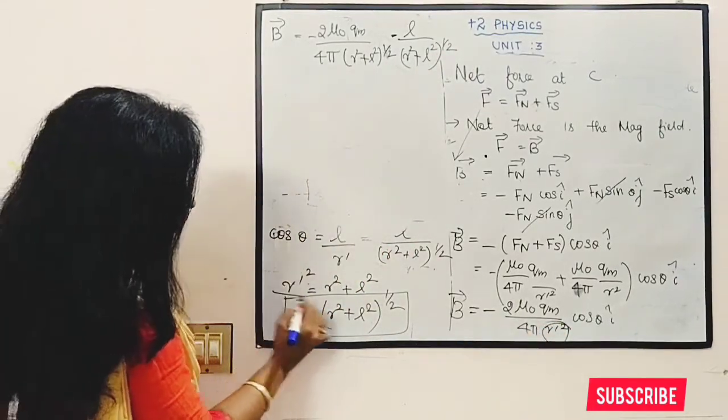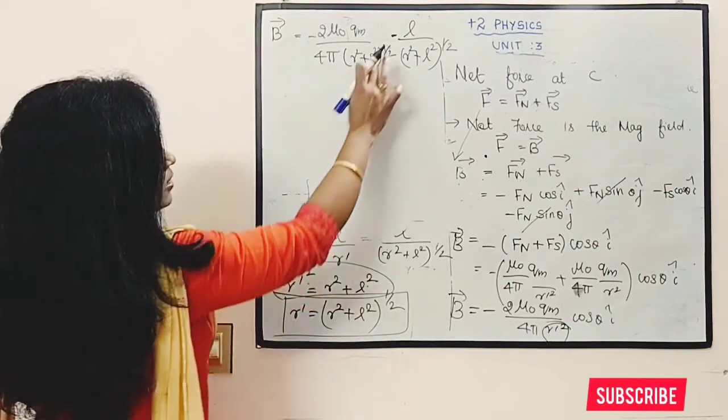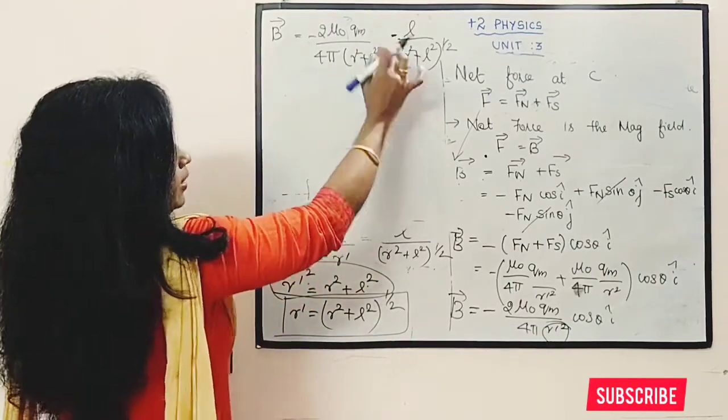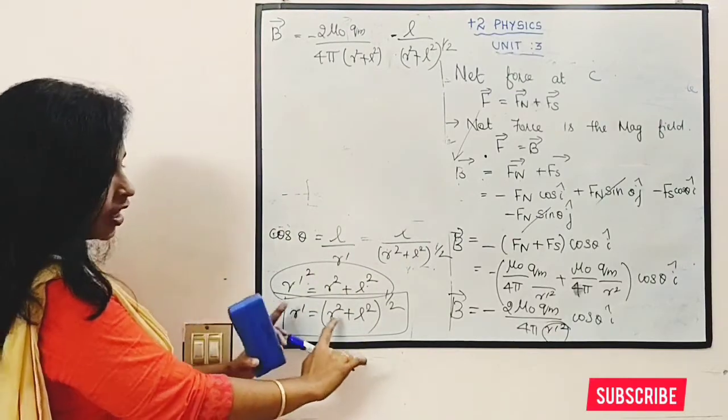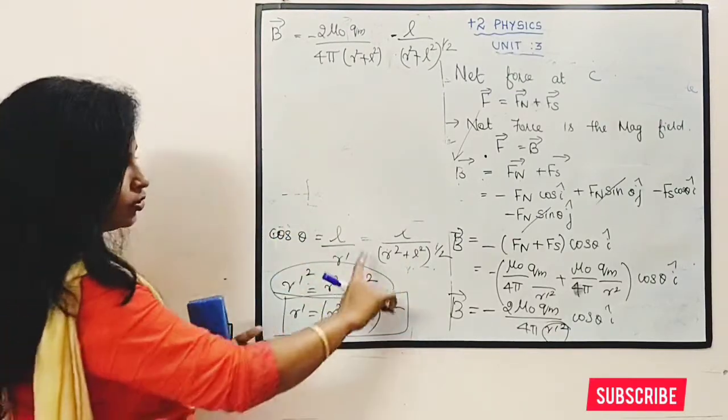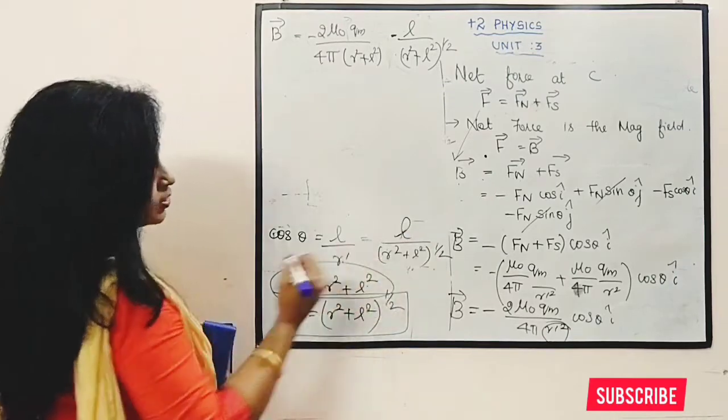What is r dash square? This is simply r square plus L square. Here there is no 1 by 2 coming. Okay, clear? r dash square is r square plus L square, and r dash is r square plus L square, the whole power 1 by 2. So here I am substituting this.